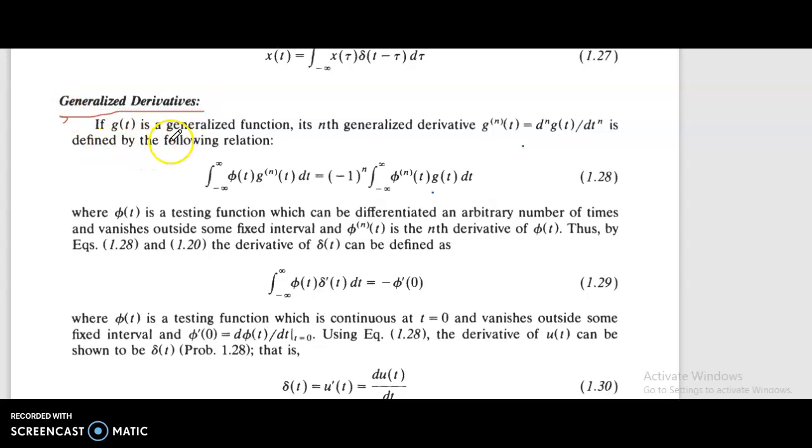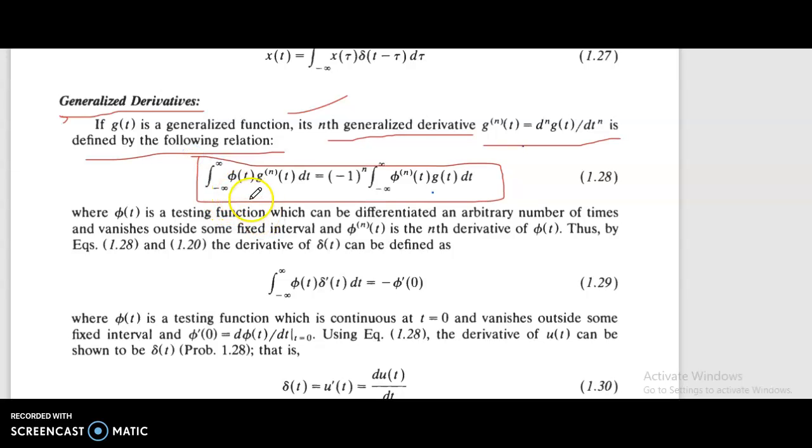Generalized derivatives. If g(t) is a generalized function, its nth generalized derivative g^(n)(t), equal to d^n g(t) divided by dt^n, is defined by the following relation: the integral from minus infinity to plus infinity of phi(t) g^(n)(t) dt equals (-1)^n times the integral from minus infinity to plus infinity of phi^(n)(t) g(t) dt, where phi(t) is a testing function.